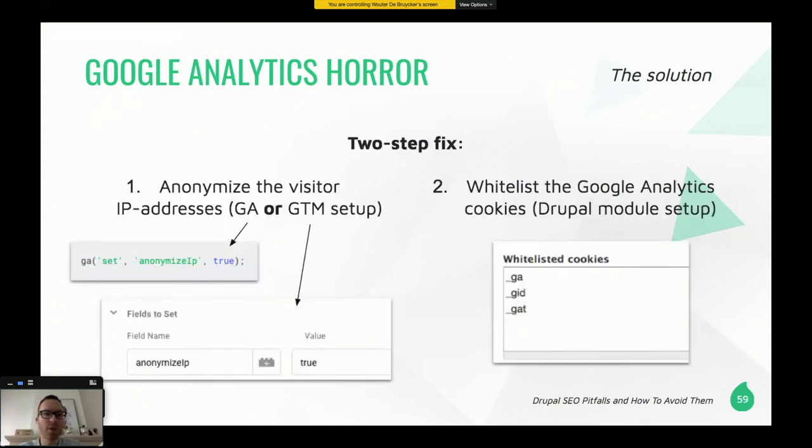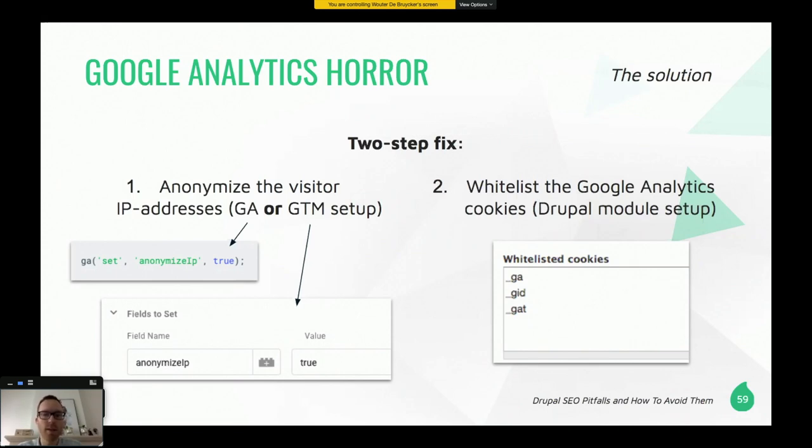Now there's a couple of possible solutions for this. The first solution is this one. To be GDPR compliant, we will anonymize the visitor's IP address. This will be done either in Google Analytics or Google Tag Manager, depending on what you use for tracking. The left screenshot is Google Analytics. The one below it is Google Tag Manager. And we will just set the anonymized IP setting to true. This will make sure that the last part of the IP addresses is anonymized, so they are not personally identifiable information, which is good for GDPR.